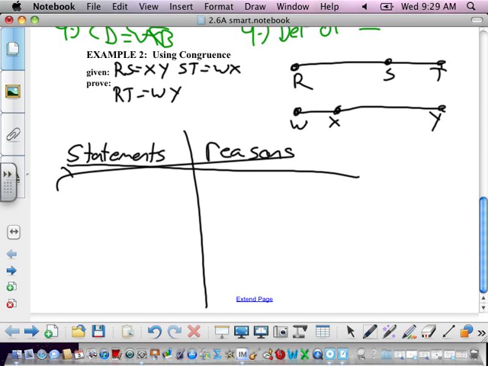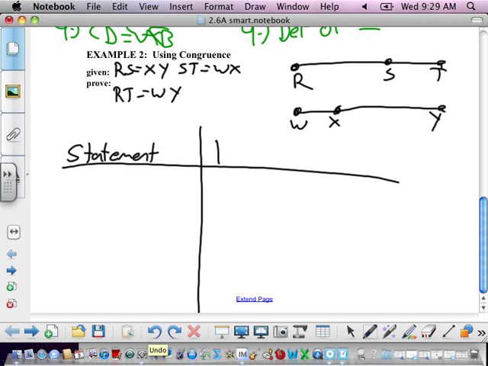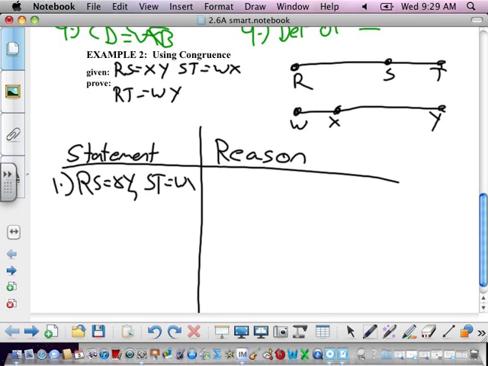From the comic book thing that we just did, what were the comics? Were they the statements or the reasons? Statements. What is the first thing I always write in my statements? The given. What is right up here? RS equals XY. ST equals WX. That's my given.